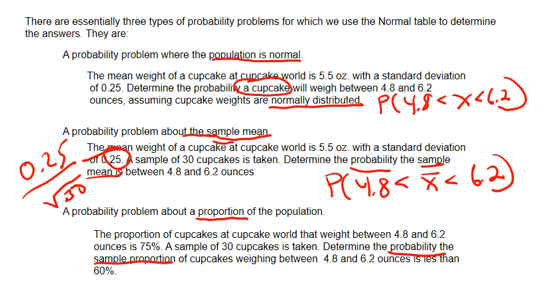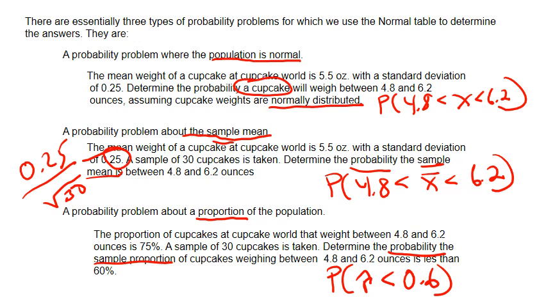So, again, we're talking about the proportion of cupcakes that weigh, say, less than 60%. Here's the question. Remember, you're talking about a proportion, so you know you're not working with 4.8 and 6.2. That's not a proportion. A proportion in this context would be between 0 and 100%. We want the sample proportion to be less than 0.6. That's what we're looking for.